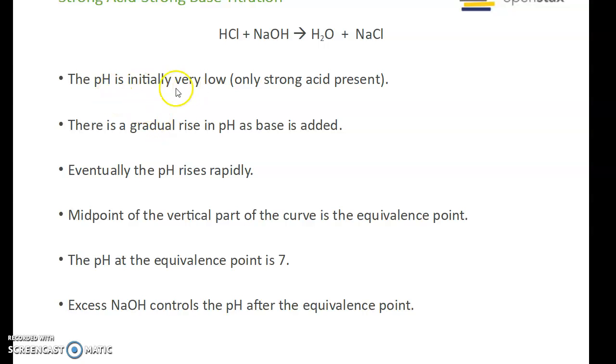If it's a strong acid and strong base, the pH is 7 at the equivalence point. Okay, and so here it's initially very low. There's a very gradual rise as you add more of the base. Eventually the pH will rise rapidly, and at the midpoint it's vertical. It's the equivalence point, and then beyond that point it levels off and rises again.